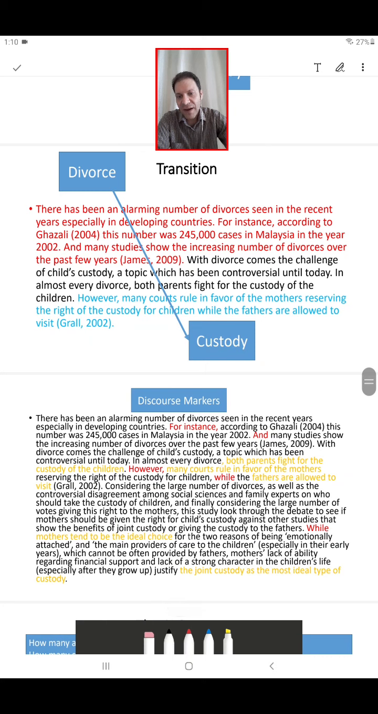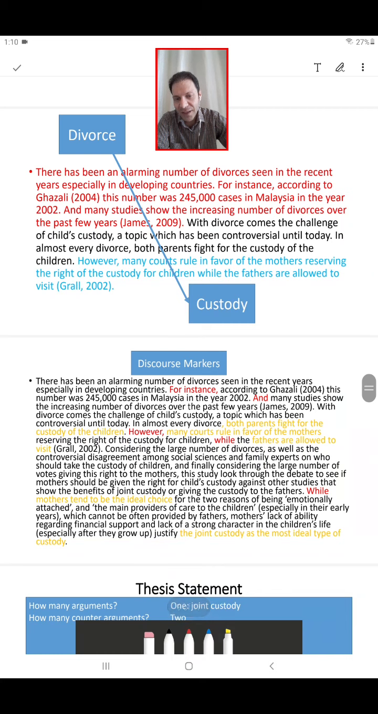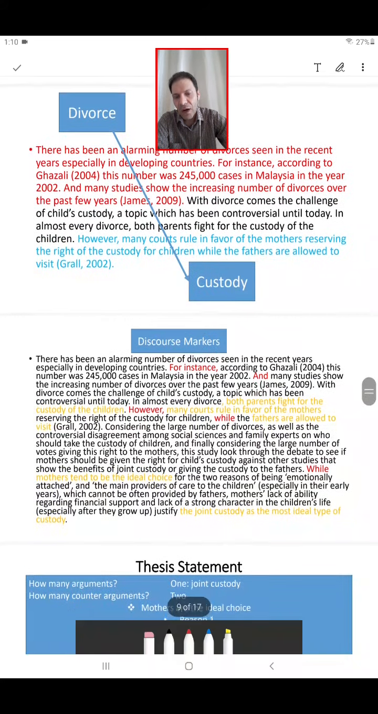So when I say there has been an alarming number of divorces in recent years in developing countries, for instance, then the reader knows I am going to bring an instance. And when I say and, the reader knows that I am going to bring another example. And when I say that both parents fight for the custody of children, however, the reader knows that one of them is going to win. Both fight, however, means but, only one of them is going to win. So basically, discourse markers are like signals.